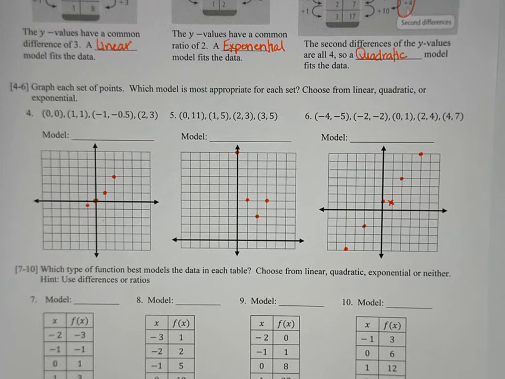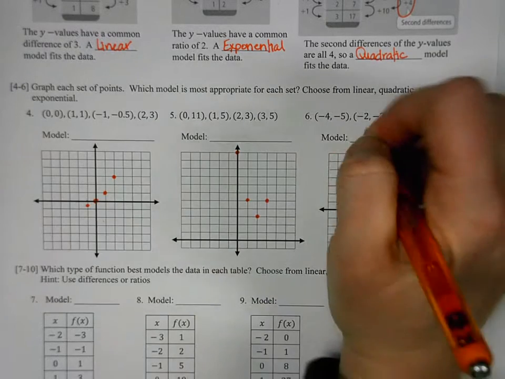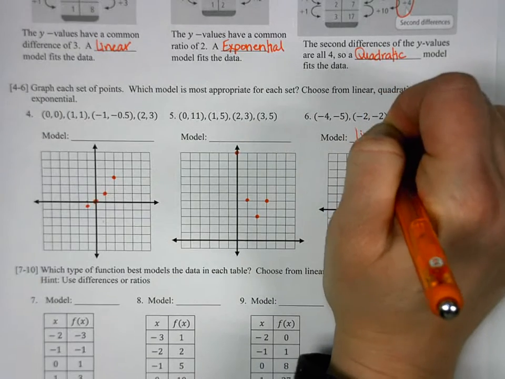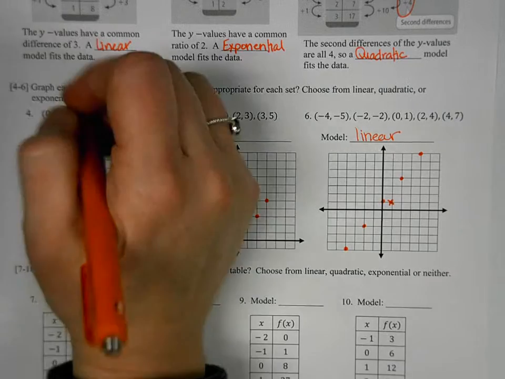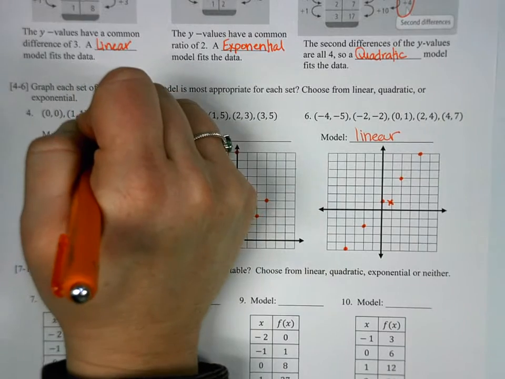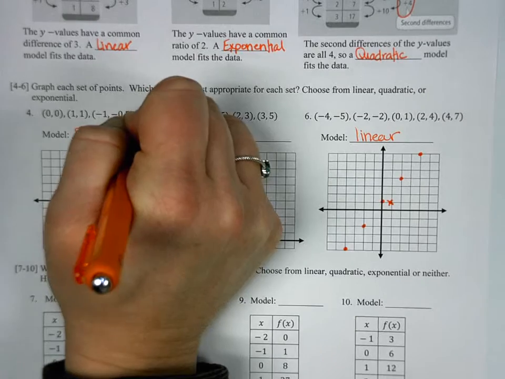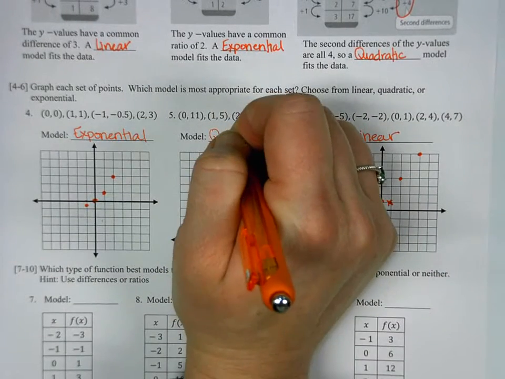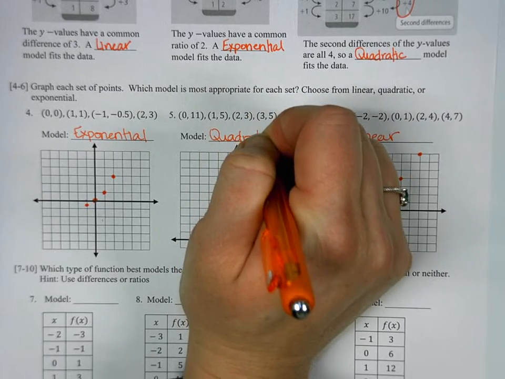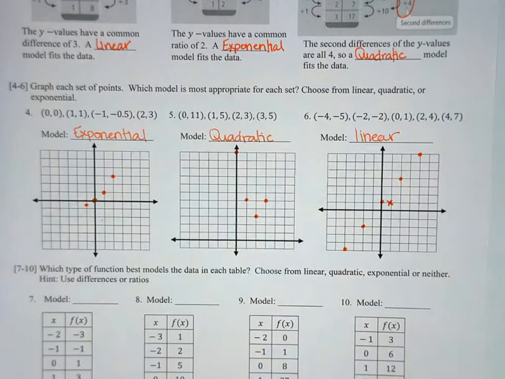So who thinks they know which one is the linear graph? 6. Good, number 6. Which one looks like the exponential? Number 4, the first one. And which one looks quadratic? The middle. So what was the key difference between 4 and 5 that told you one was quadratic and one was exponential? It went back up. Good.